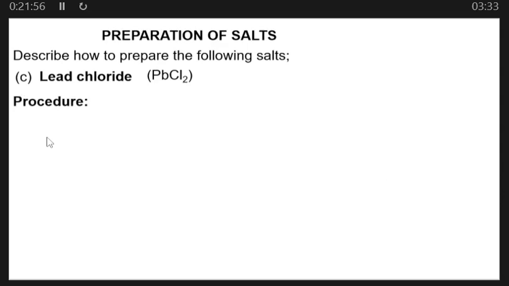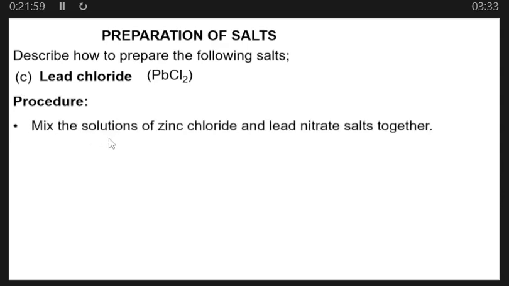So, procedure. Step number 1, you mix the solutions of zinc chloride and lead nitrate salts together. So they must be in solution form. So you mix them together. Once you mix them together, a precipitate of lead chloride is formed. So this one and this one will react to form an insoluble salt, which is lead chloride. And that insoluble salt is what we call a precipitate of lead chloride.